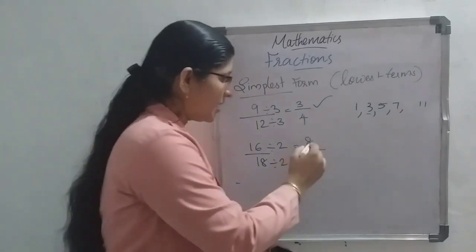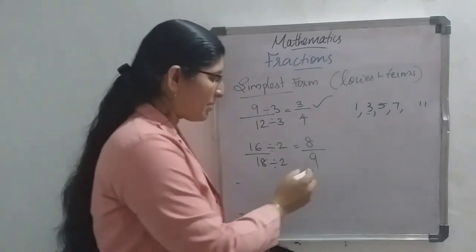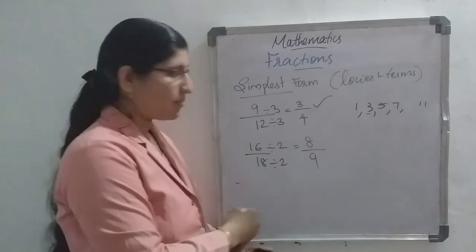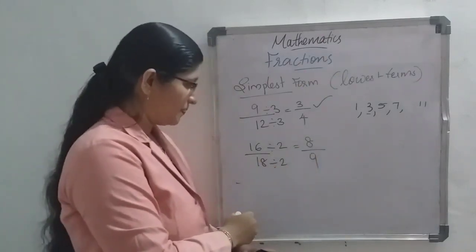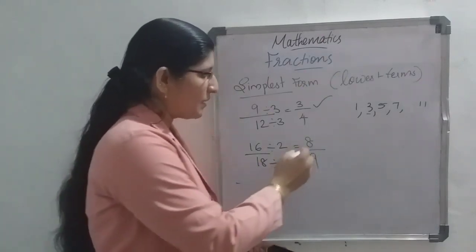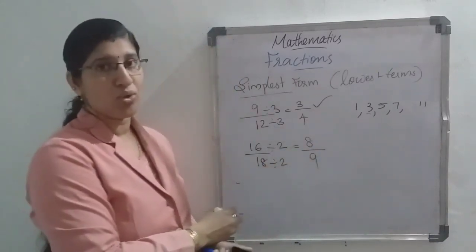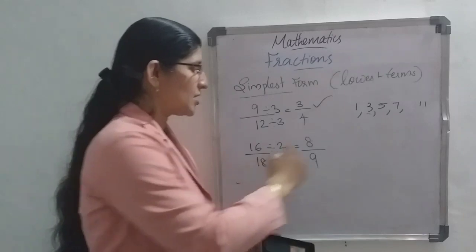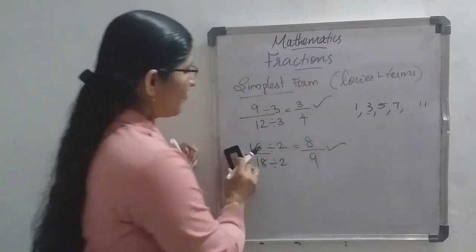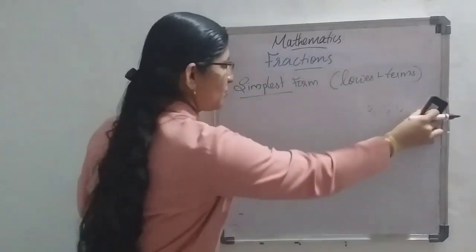So listen here. Here 8 is an even number, but 9 is not an even number. Both are not prime numbers either. But we can't divide them again because 8 and 9 do not divide by any common number. So this is the simplest form. One more example I'll show you.